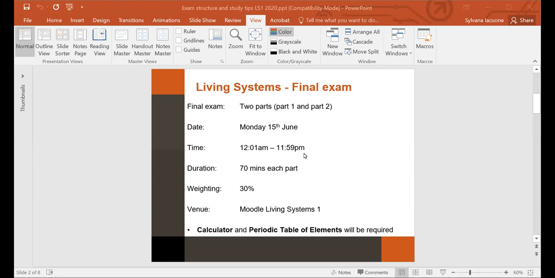All right, so here is the window. On that day, Monday, the 15th of June, the two parts of the exam will be available between 12:01 a.m. and 11:59 p.m. So basically a 24-hour window during which time you can commence either part 1 or part 2. You can commence them at any time. But once you start either part, the clock will be ticking. That is, you will have 70 minutes to complete each part.